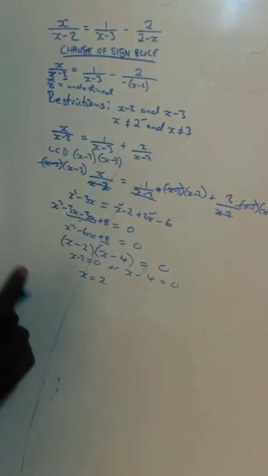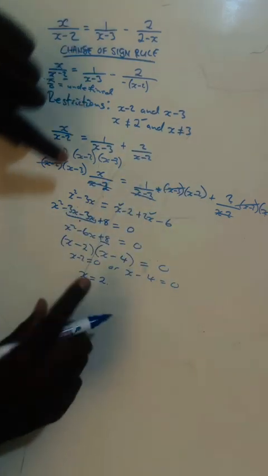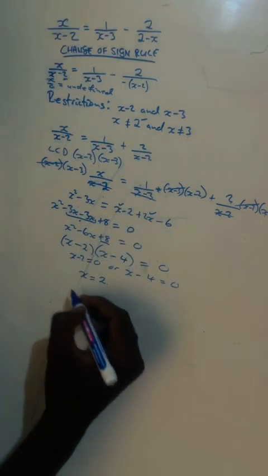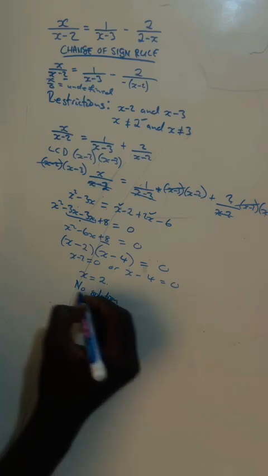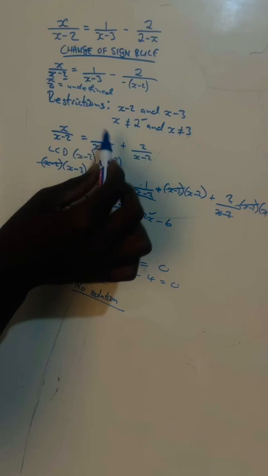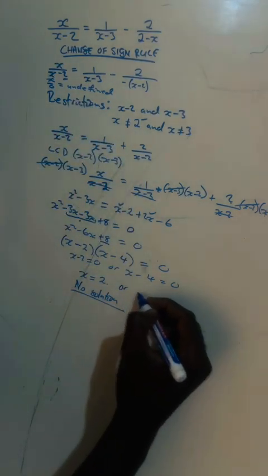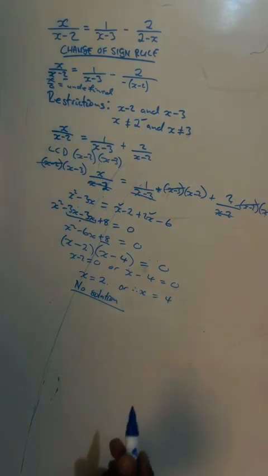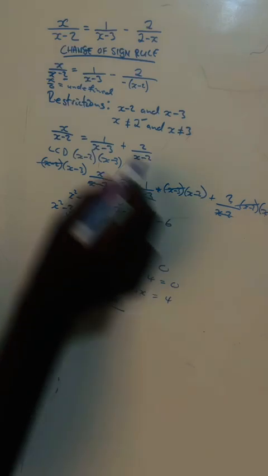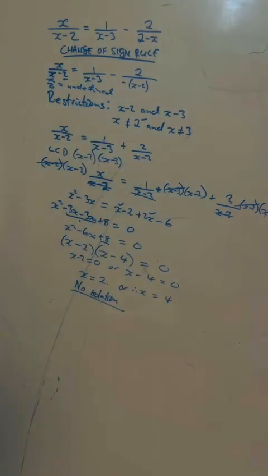But remember my restriction. We said that x cannot equal 2. So this x equals 2, we now come here and we write that it's not a solution, no solution. Right? It was already part of what we said in the beginning. Or we go and we say x equals positive 4, therefore x equals positive 4. You can also substitute this into this original equation, and then it will prove that it's a solution. So that's why I've written therefore x equals 4.